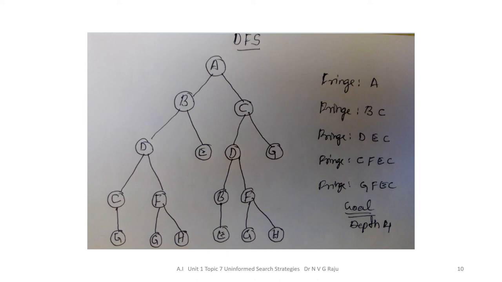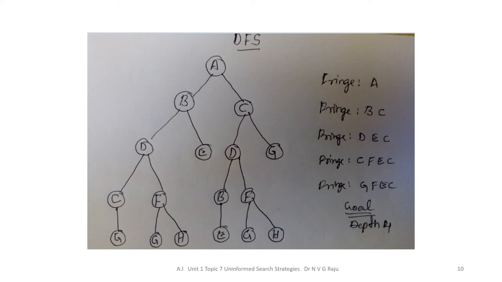Check whether B is a goal node. If not, expand its successors. The successors of B are D and E. Now add the expanded successors to the front of fringe. Now D and E will be added to the front of fringe by removing node B. Now check whether D is a goal node.